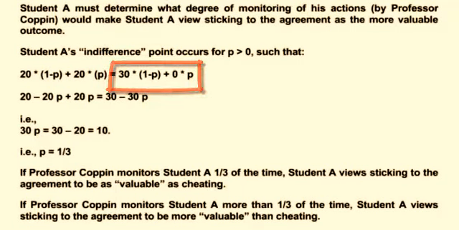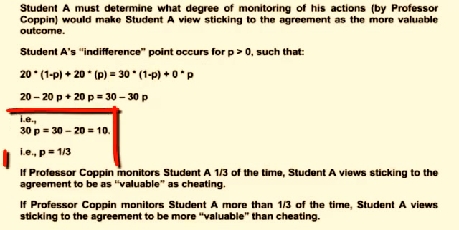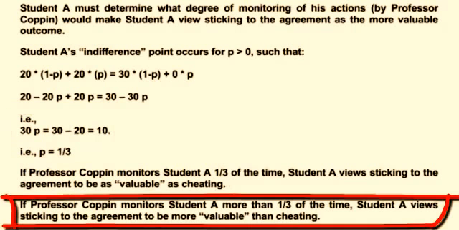By manipulating the formula in front of us, we can see that when P is equal to 1/3, the scores from cheating and honesty are going to be exactly the same. So we conclude that if we monitor the student more than 1/3 of the time, the student will view sticking to the agreement as the more valuable outcome and will not cheat.